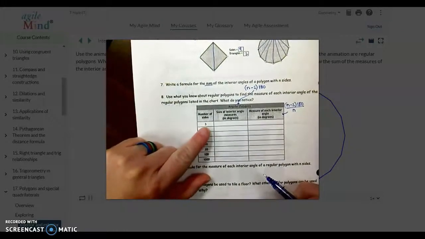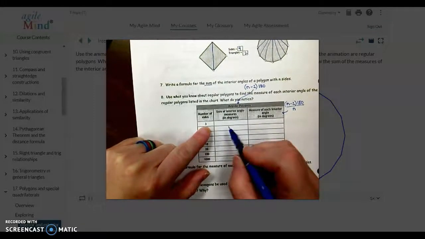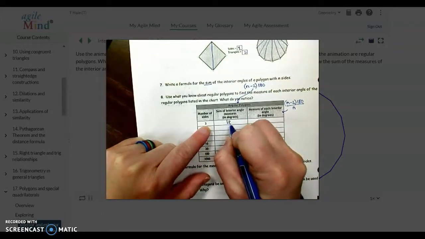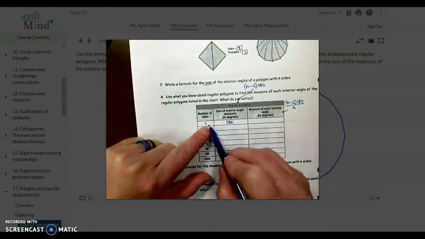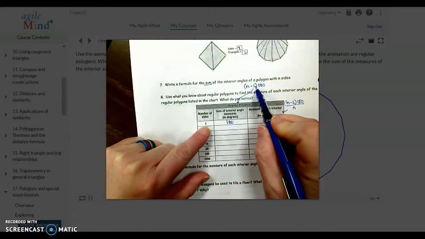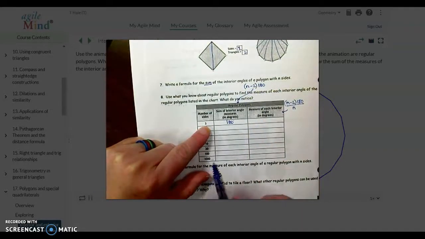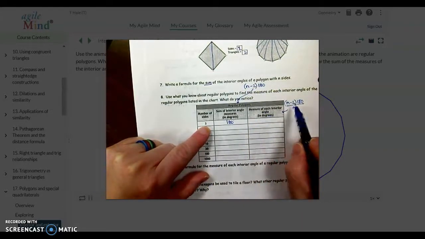So number of sides is 3. That's a triangle. This one we should have memorized by heart, right? That's 180 degrees. We put it in the formula. 3 minus 2 is 1, times 180 is 180. The measure of each interior angle would be that sum divided by the number of sides.